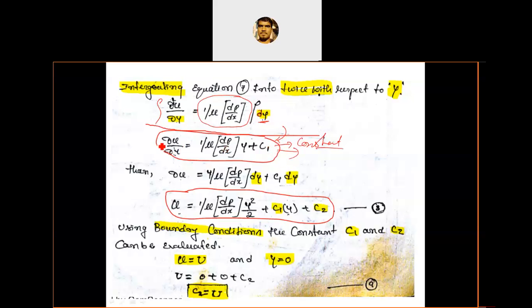And second, if you integrate this term again, moving this to the right side, here dy and c1 into dy. If you apply integration, u is equal to 1 by mu dp by dx, and y dy integrates to y square by 2. So y square by 2, and c1 dy integrates to c1 y, plus c2, which is another integration constant.